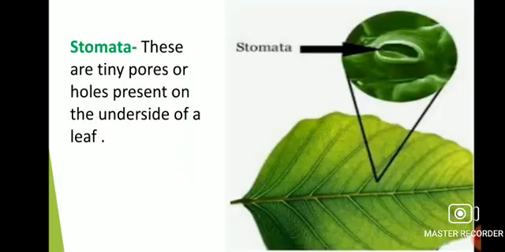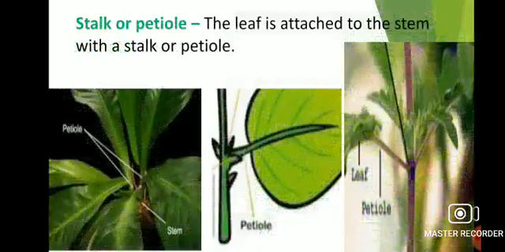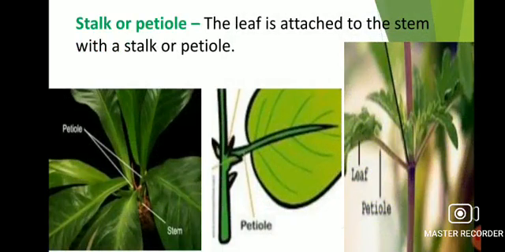Now the next one is stomata. Leaves have stomata on their underside. These are small tiny pores that help the plants to breathe. These stomata take in carbon dioxide and give out oxygen. Now the next one is leaf stalk or petiole. Children, leaves are attached to the stem through the petiole or leaf stalk.